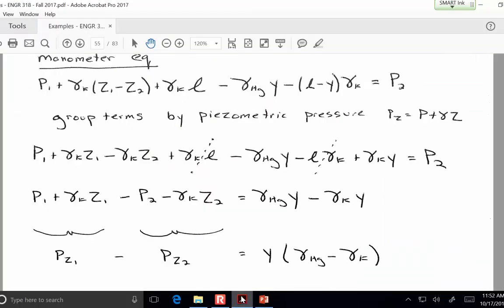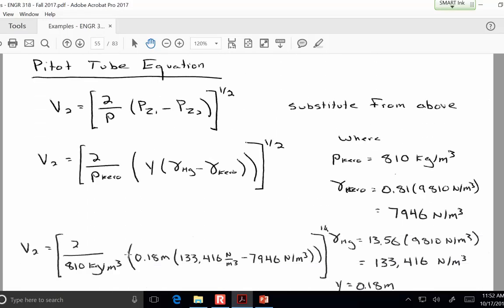And so that's a useful thing for our case, because once we have the manometer equation and go through canceling out all the terms and distributing the gamma k times the elevation so that we can do the grouping, we get P sub z1 minus P sub z2 on the left-hand side. On the right-hand side, it's the deflection times the difference in the unit weights. Then we can substitute that into the pitot tube equation that we previously derived from Bernoulli's equation, assuming that the velocity at 1 is 0.